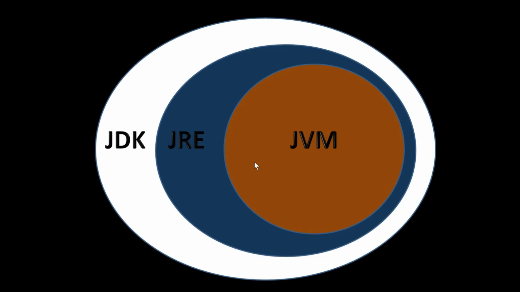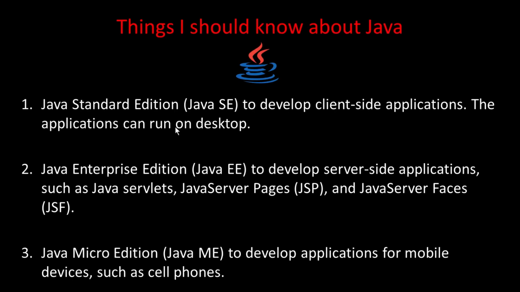Now I want you to know that Java comes in three editions. The first edition is the Java Standard Edition, used to develop client-side applications, those applications that run on desktop. The second edition is the Java Enterprise Edition. It is used to develop server-side applications such as Java Servlet, Java Server Pages, and Java Server Faces. The third edition is the Java Micro Edition, used to develop applications for mobile devices such as cell phones.